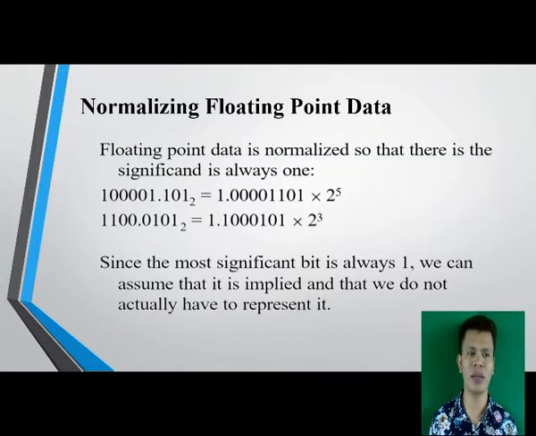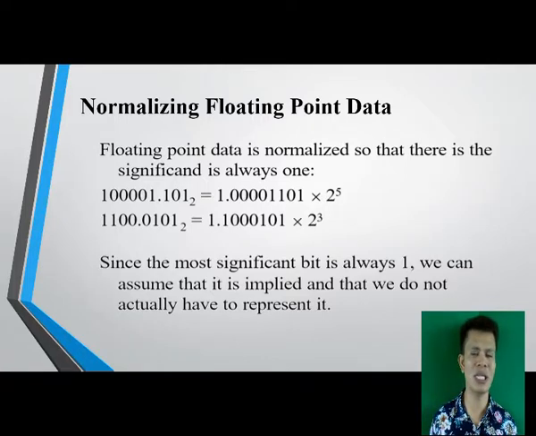Normalizing floating point data. Floating point data is normalized so that the significand is always 1. 10001.101 base 2 is equal to 1.0001101 times 2 to the 5. To get the exponent 5, we are going to move the decimal point from right to left 5 times.